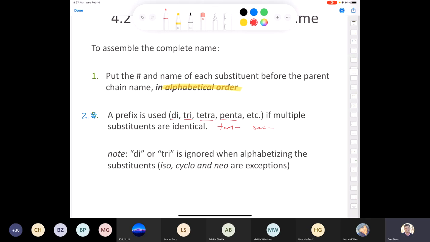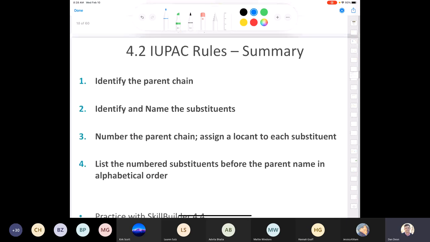Those prefixes you ignore, okay? The only prefixes that you don't ignore in organic chemistry are these three right here. Iso, you don't ignore that one, and cyclo and neo. So if you're wondering, what do you mean by ignore? Okay, well, let's say you have a triethyl, for example, and let's say you had cyclobutyl as substituents. The triethyl, you ignore the prefix. So you alphabetize according to the letter E. If you have cyclobutyl, you don't ignore the prefix. You alphabetize according to the letter C. If you're wondering about the sec-butyl or the tert-butyl, again, you ignore those prefixes, and so you would alphabetize according to the letter B.